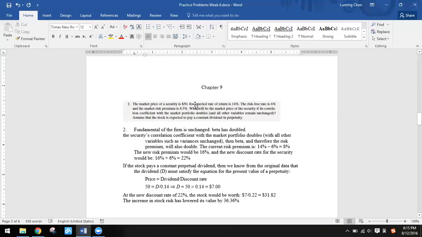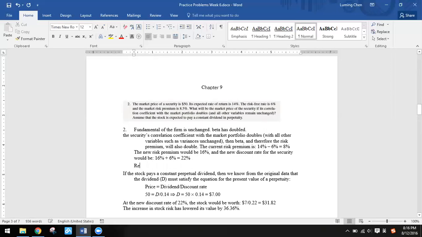And now the expected rate of return should be 16% plus the risk-free rate, the Treasury bill rate. So now the expected return should be 22%. And we need to use 22% as our new discount rate. So remember, the discount rate we use is the required or expected rate of return.